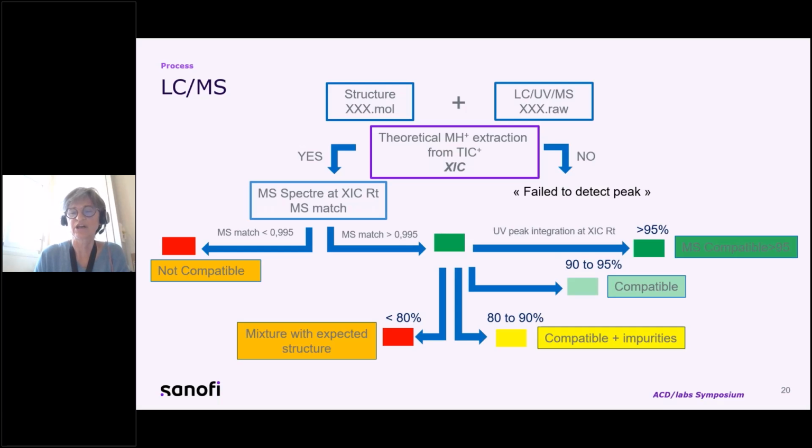And we have different kinds of conclusion, from MS compatible if the sample is more than 95% pure, to mixture with expected structure if the compound is less than 80% in the mixture. If there is no UV peak, there is no conclusion.